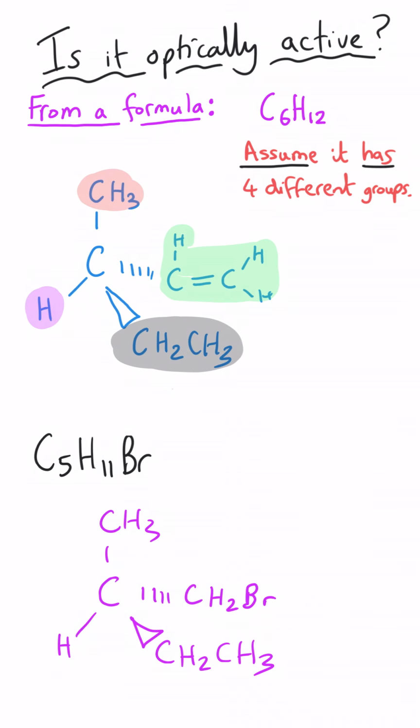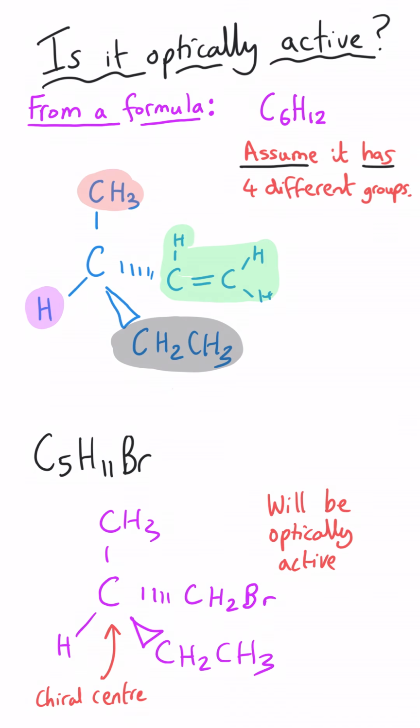and then we need to add our bromine. So this is nearly not showing optical isomerism because we've got a CH3 and a CH2Br, but they are definitely different. So this does display optical activity because this particular isomer of C5H11Br that I've drawn will be optically active because this is the chiral centre.